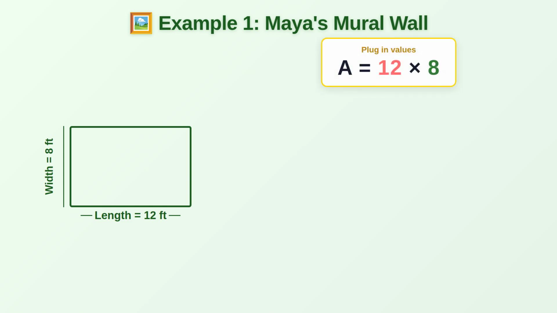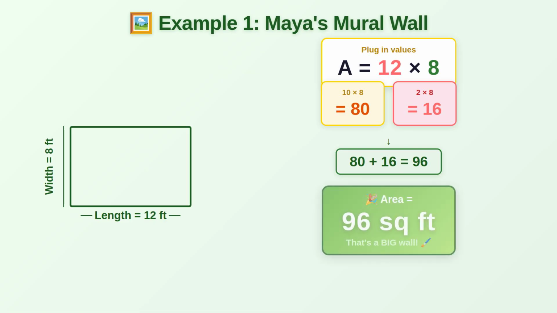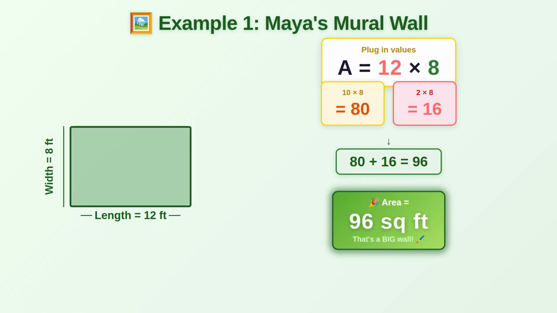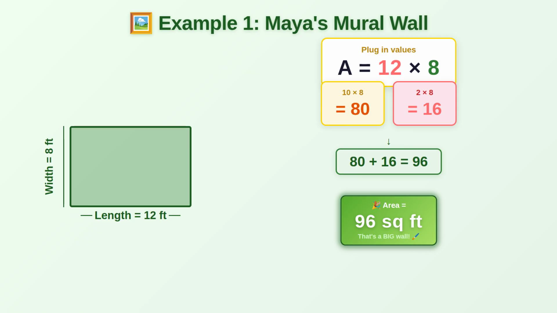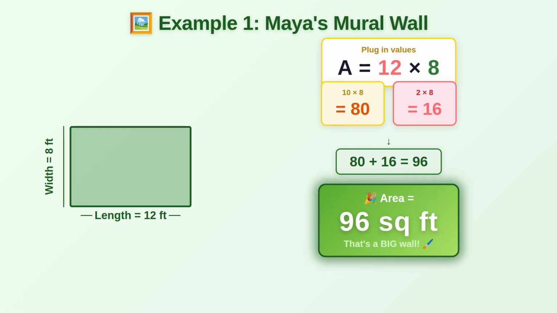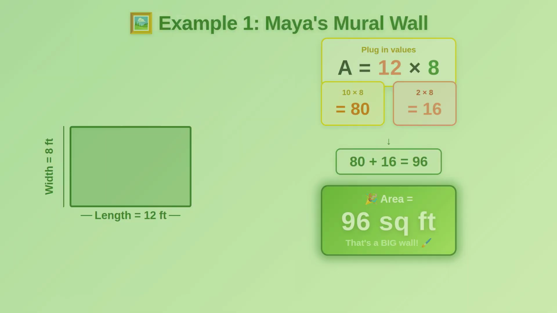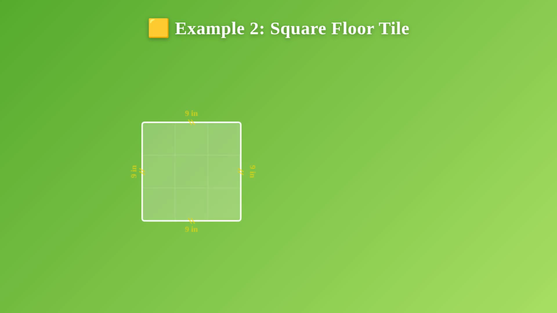Let's solve Maya's very first problem. The school hallway wall is 12 feet long and 8 feet tall. We need to find the area. We use our formula, A equals L times W. So we plug in, A equals 12 times 8. Now let's multiply. 12 times 8. We know 10 times 8 is 80, and 2 times 8 is 16. Add those together, 80 plus 16 equals 96. So the area is 96 square feet. Maya now knows a mural will cover 96 square feet. That's a big wall.